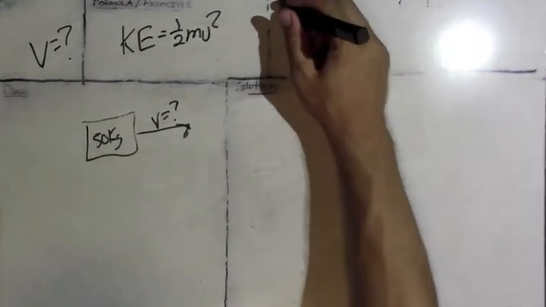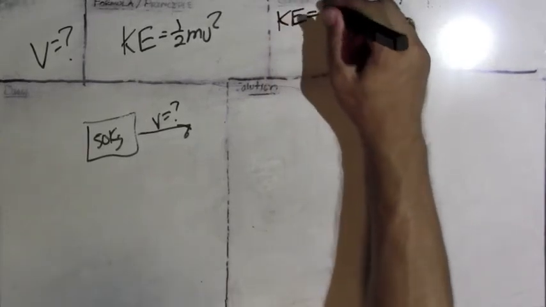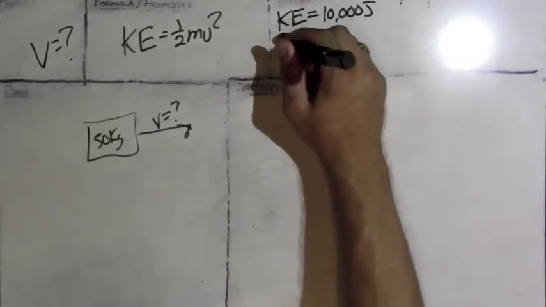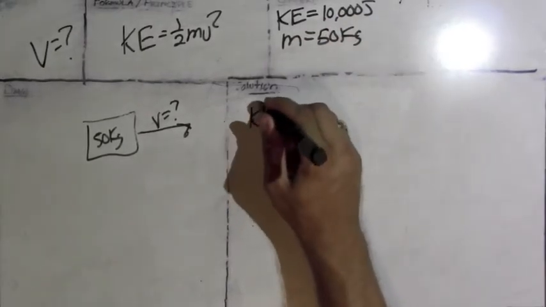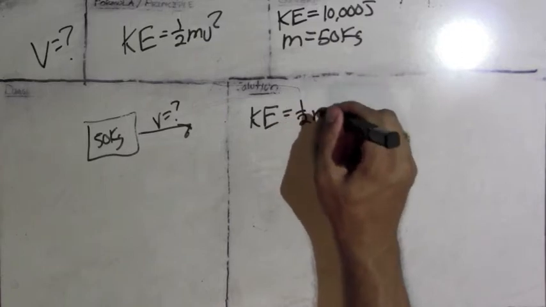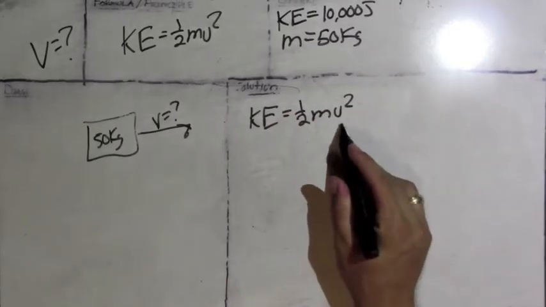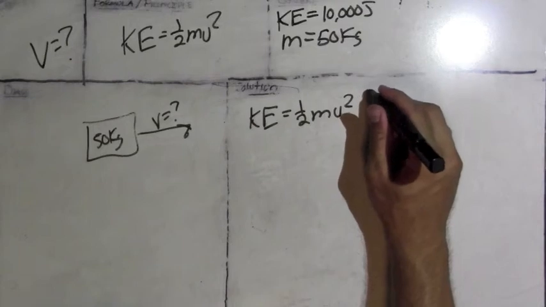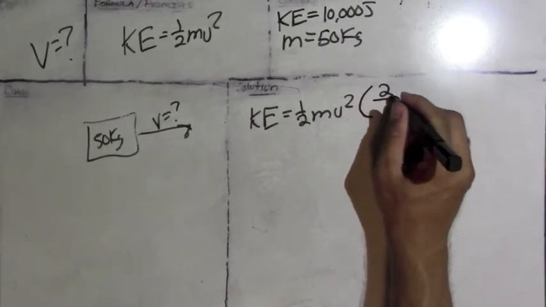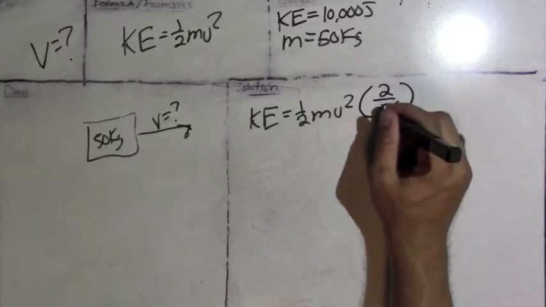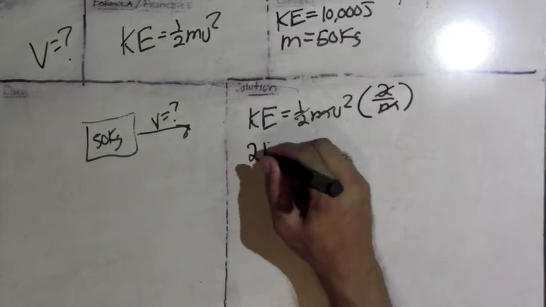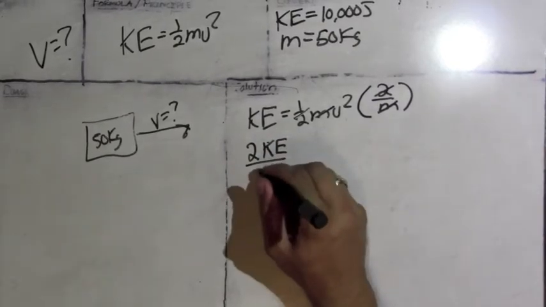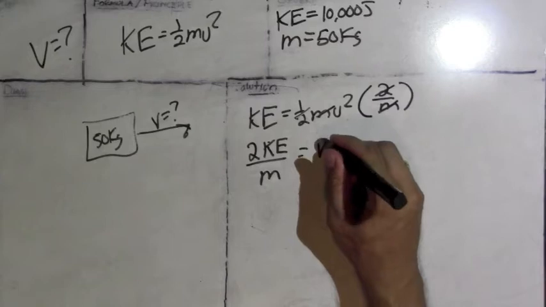Okay, so we can assign these things variables now. We said the kinetic energy of the object is 10,000 joules. We can say that the mass of the object is 50 kilograms. And then we can say KE equals 1/2 mv squared. To isolate this v term, what I need to do is multiply both sides by 2 over m. m cancels with m. 2 cancels with 1/2. So what I have is 2KE over m equals v squared.